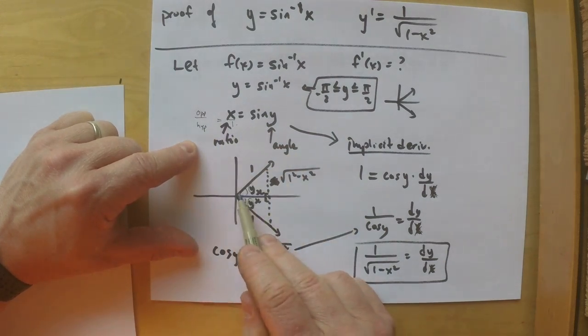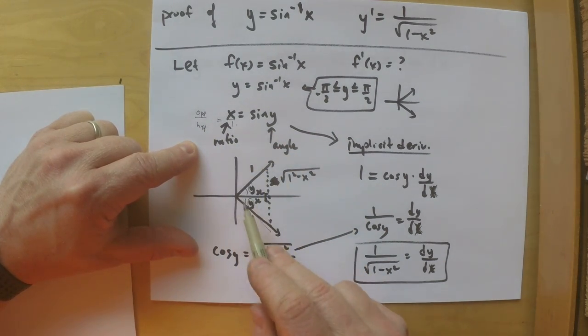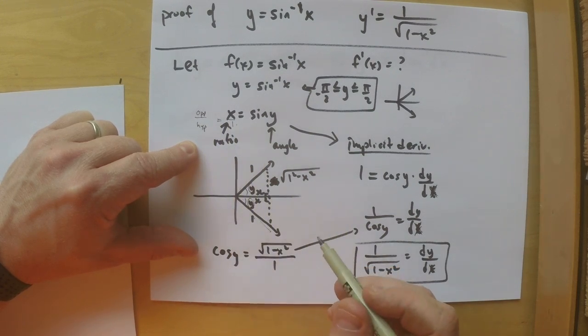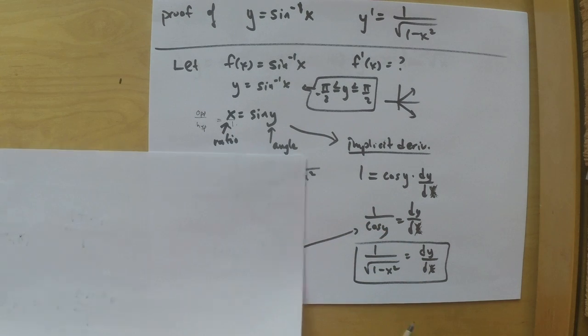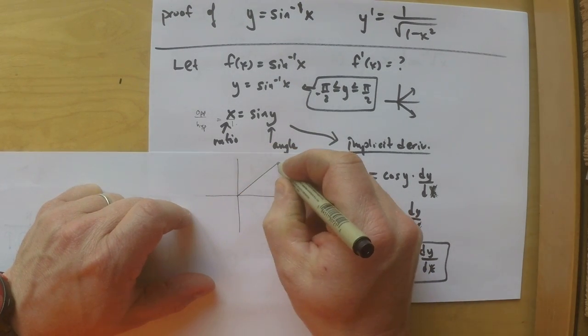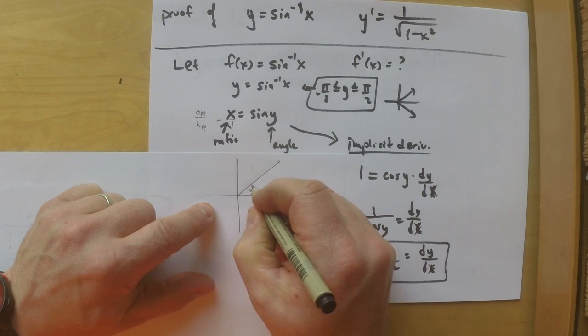So the hypotenuse of this is 1, either here or here, depending on what quadrant you're in. And the opposite side is the x. I've drawn that wrong, actually. Let me redraw that. I don't like that. That's drawn backwards. So let me draw it in quadrant 1 first.